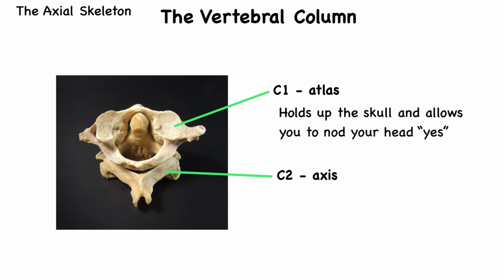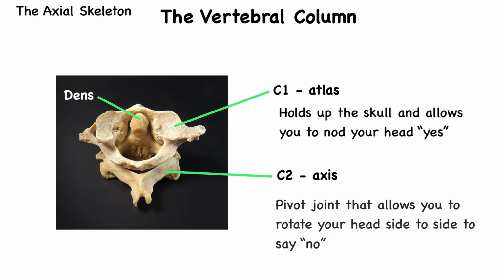The axis, or C2, sits just below the atlas and has a vertical projection called the dens, or odontoid process. This acts as a pivot, allowing you to rotate your head from side to side to say no. So together, the atlas and the axis form a pivoting system that gives your neck its remarkable range of motion, something no other region of the spine can do.